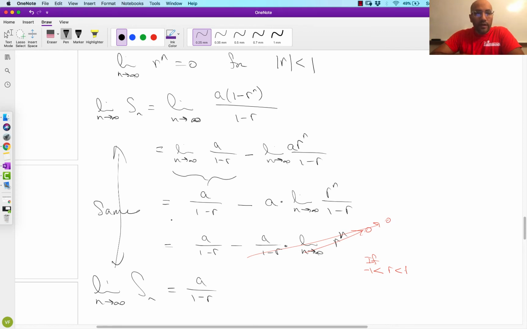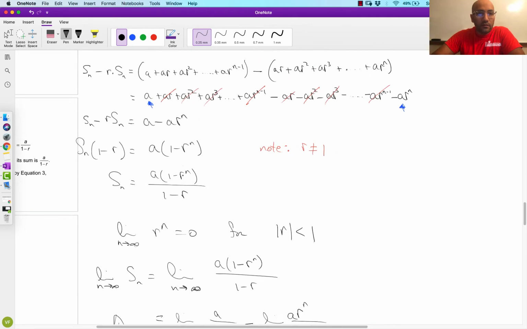Okay, so we have another case here. The case where r equals 1, we covered that up here.